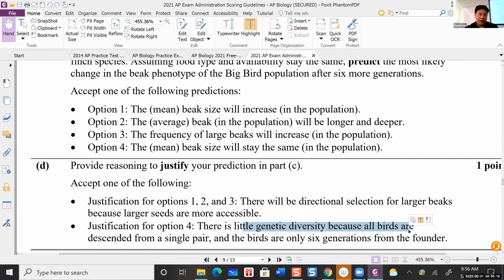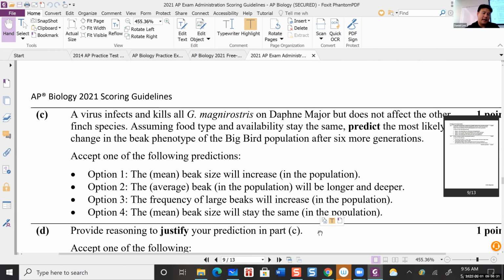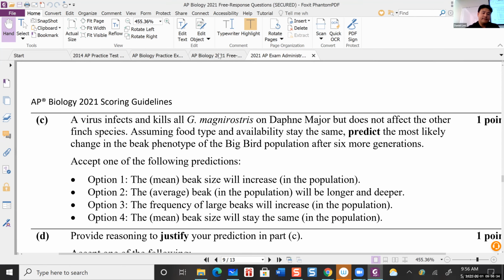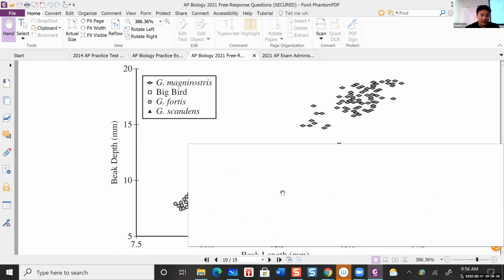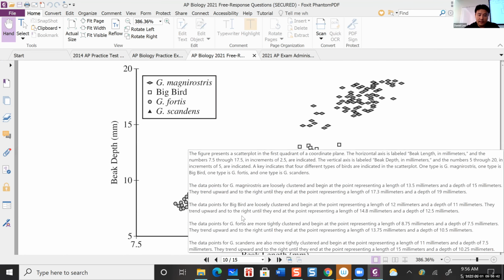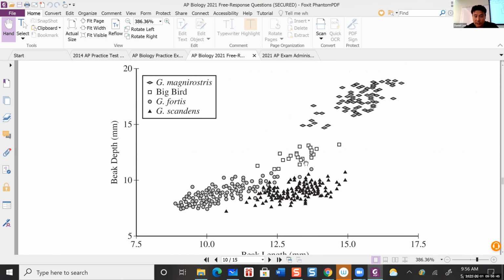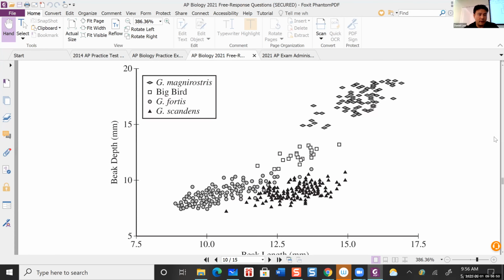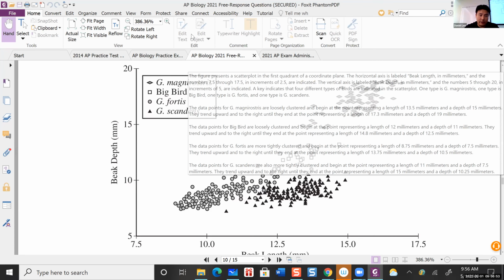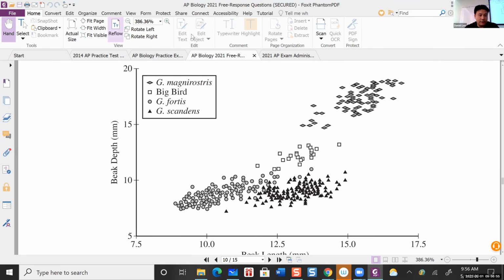And why is that important? Because if there's little genetic variation, how do you select beaks that are larger? Maybe they're all about the same size. But I don't like that answer because from the data, it doesn't seem that way. It seems like there's a good amount of variation. Some are less than 12, you can see the big birds, and some are actually about 15. But each data point is only one bird, so who knows whether there's not enough genetic variation. But anyway, you can BS your answer if you're not sure.